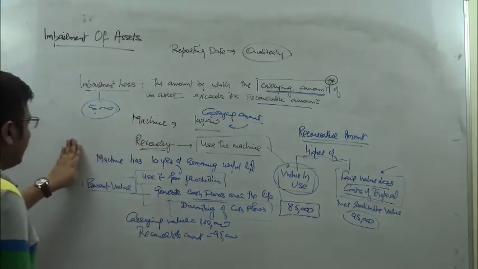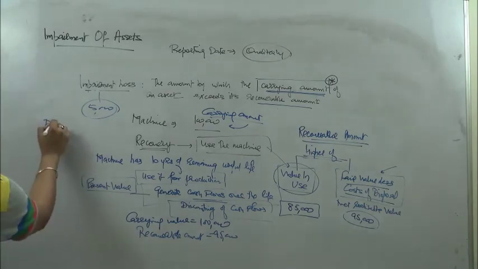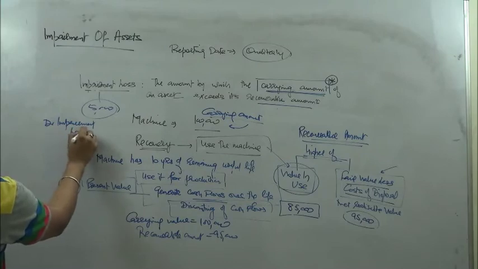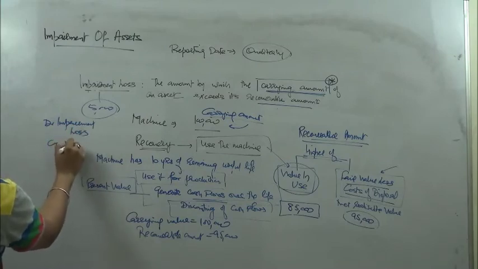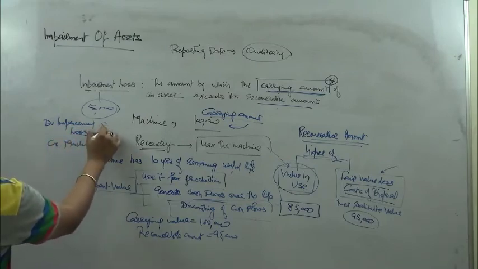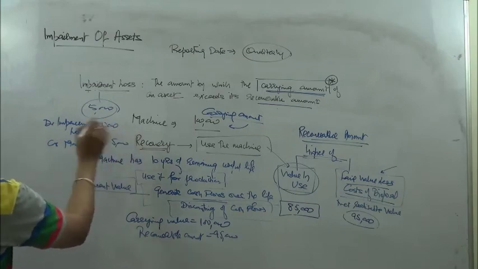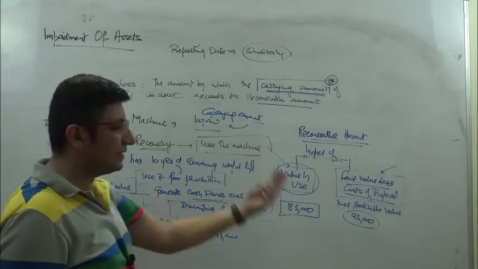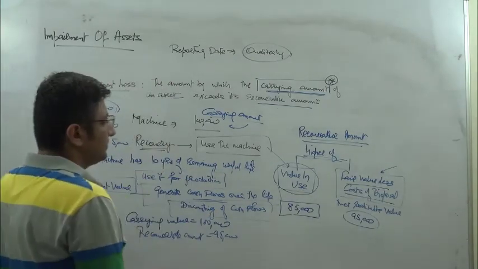The way I do the accounting is debit impairment loss, credit machine, 5,000 here, right?